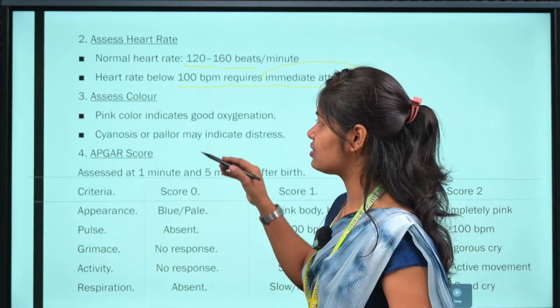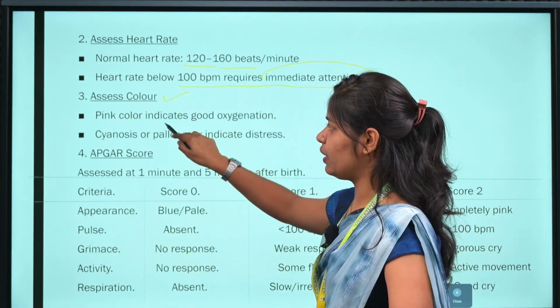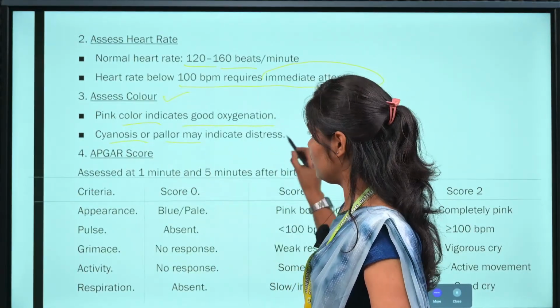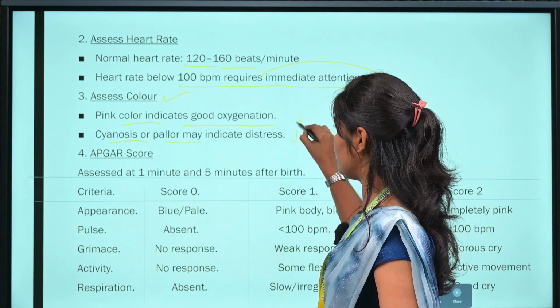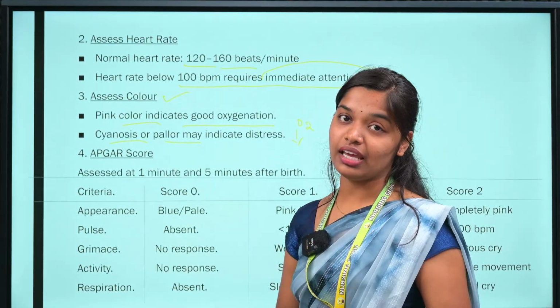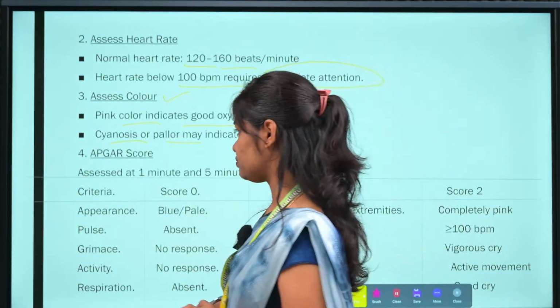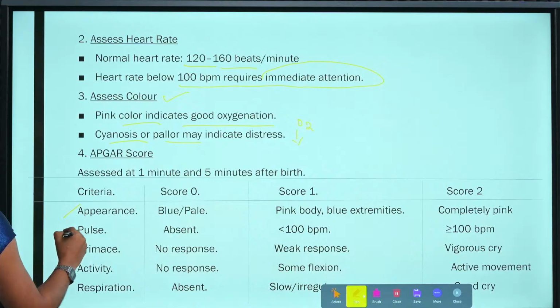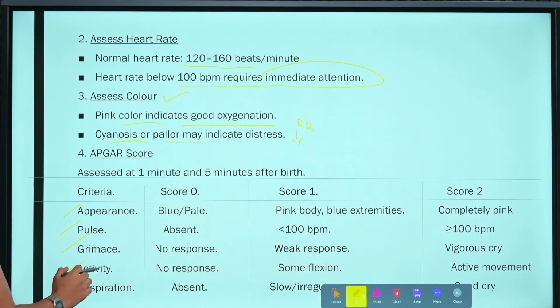And we will assess the color of the newborn. Pink color indicates good oxygenation. Cyanosis or bluish color means less oxygen is supplied to the body. Then the last and main thing is the APGAR score. APGAR stands for appearance, pulse, grimace, activity and respiration.